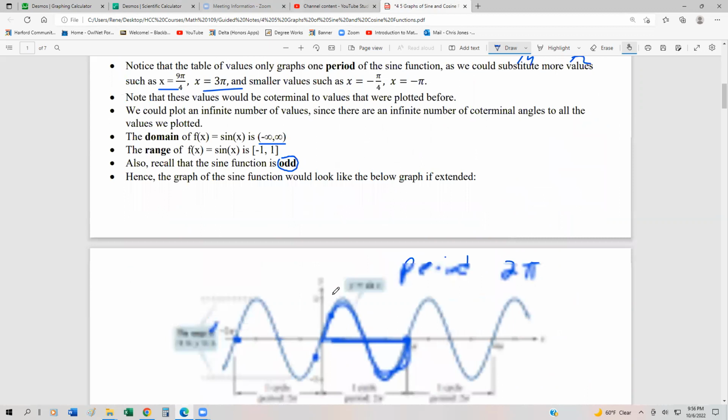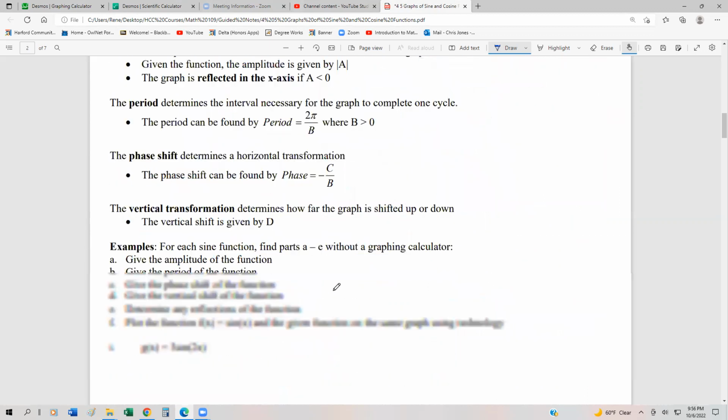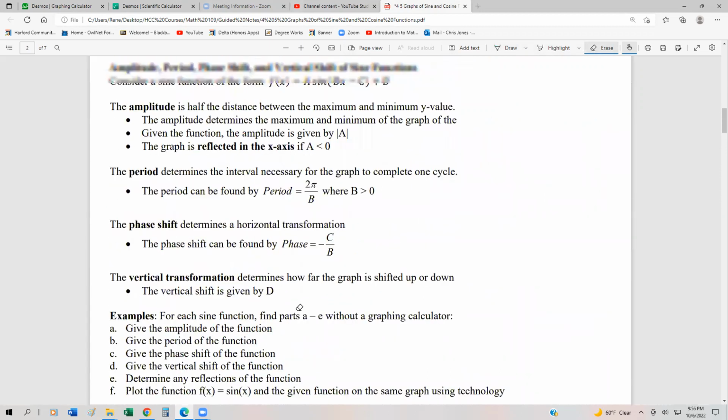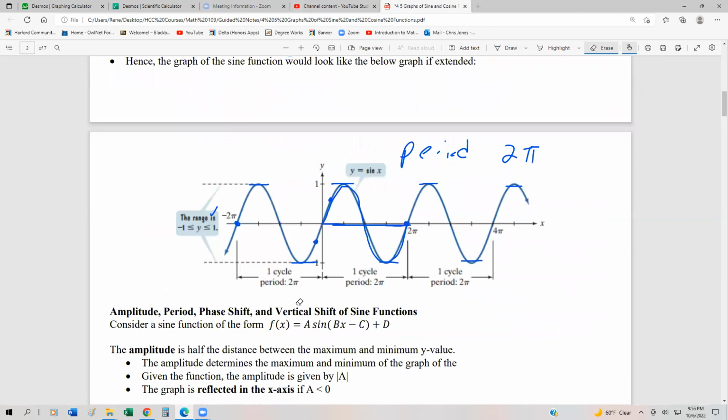For instance, and we're going to look at this in the next video, what happens if we have 3 sine of 2x? How does that change the period, and how does that change some of the other things? So in our next video, we're going to start taking a look at how we can go from this basic function and start looking at the other modified versions of the sine function.